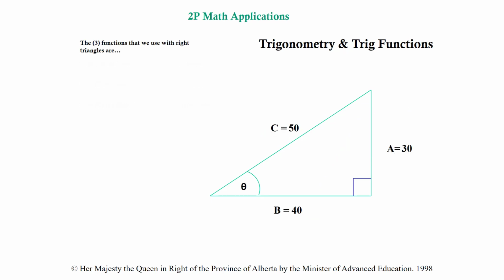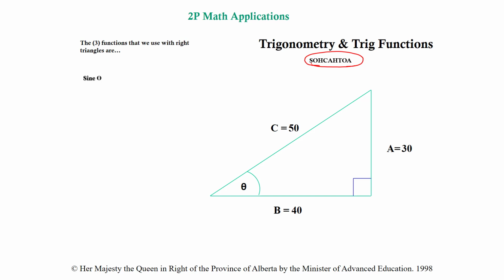Okay, so I've got the same triangle here. We put some values up, and we're going to review the three trig functions. You probably remember we had an acronym for it. It was SOHCAHTOA. Okay, so this is quite helpful in trying to remember the three trig ratios that we are going to be using. The first one stands for the sine ratio.